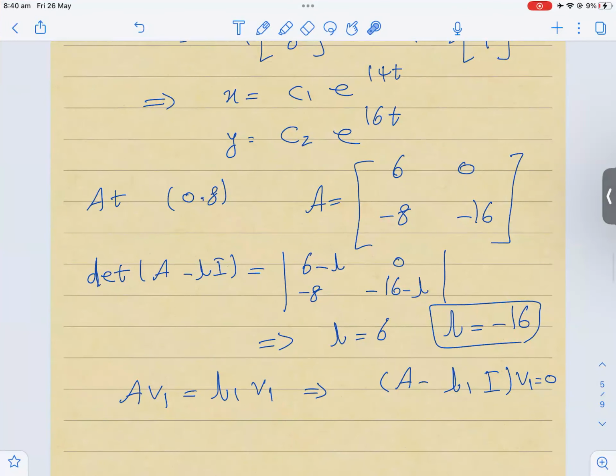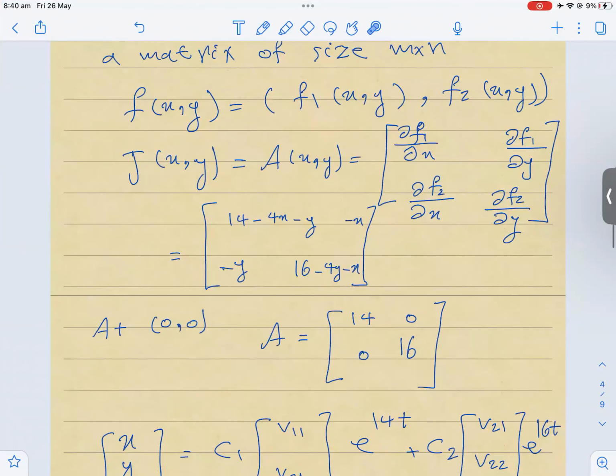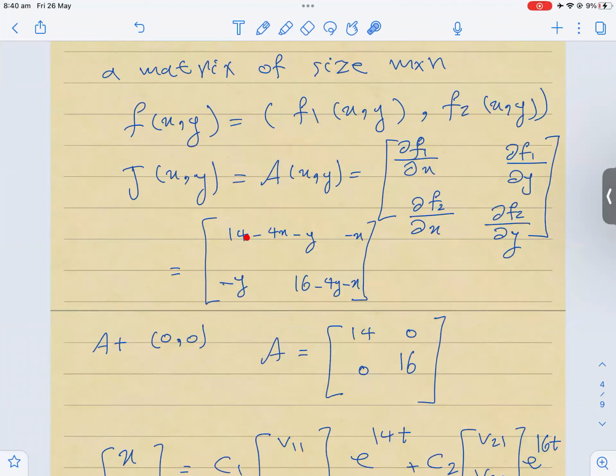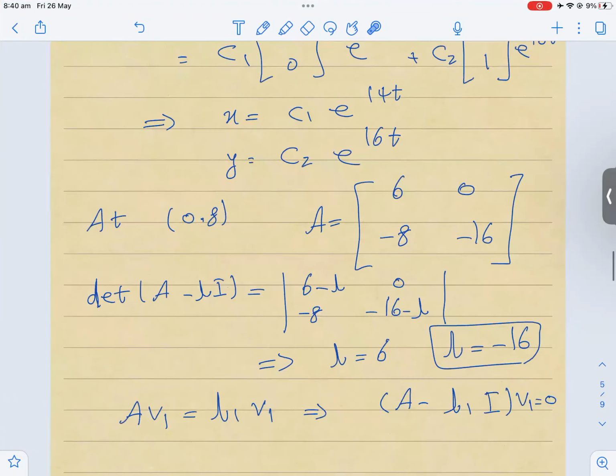Now, at the critical point (0, 8), again, I will substitute into this matrix at the critical point (0, 8). Then I will have 6, 0, -8, -16. This is a lower triangular matrix. And again, the diagonal elements are eigenvalues.